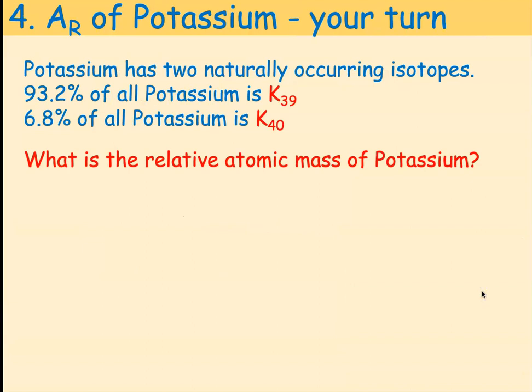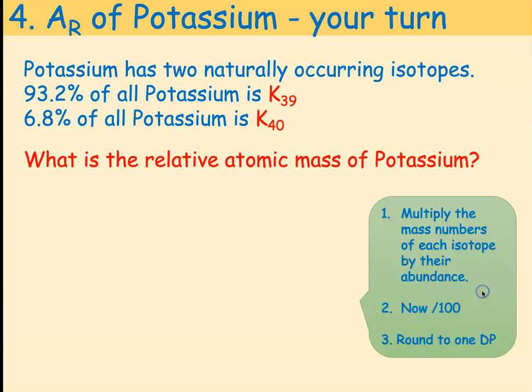Okay, fourth example. Right, potassium has 2 naturally occurring isotopes. 93.2% of all potassium is potassium-39. 6.8% of all potassium is potassium-40. What is the relative atomic mass of potassium? Here we have our instructions. Pause the video and attempt the calculation.